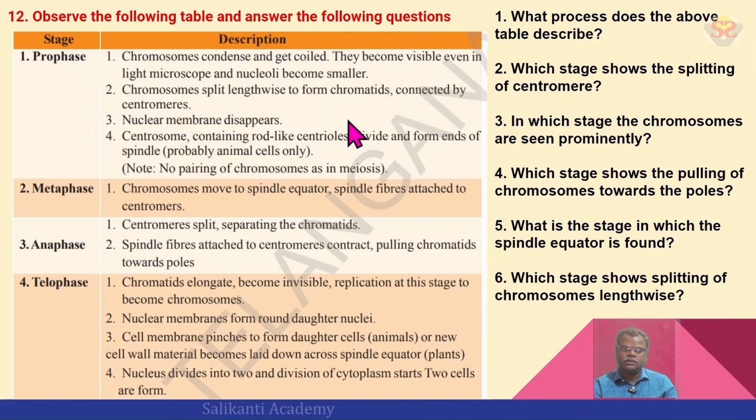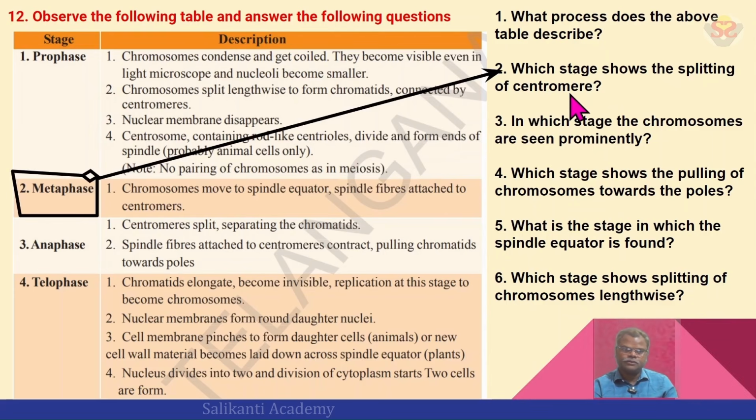This is the table present in the reproduction lesson. This table is based on the mitosis process. What process does the above table describe? Mitosis. Which stage shows the splitting of centromere?